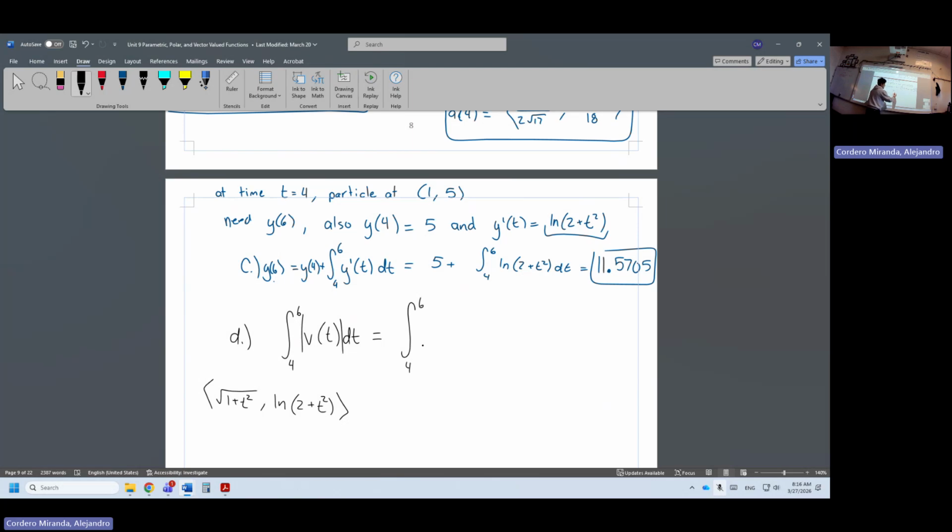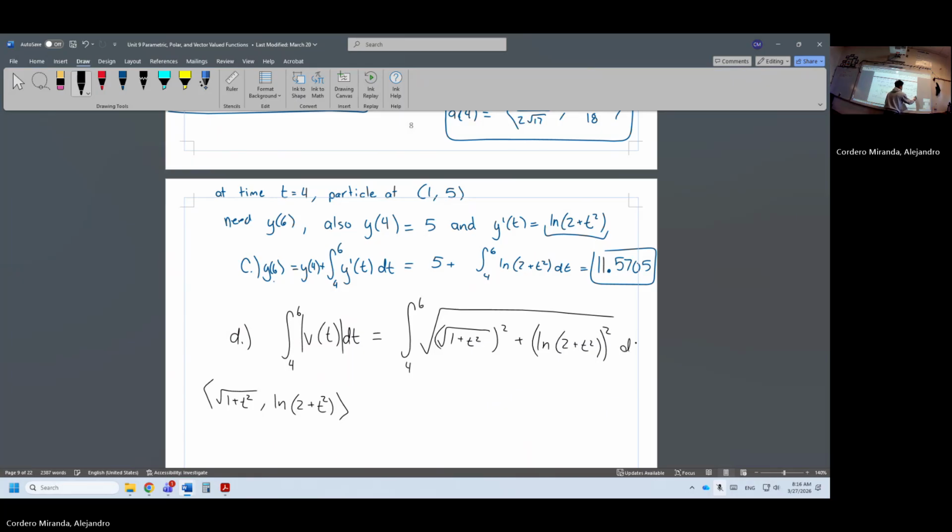meaning that the magnitude of it would be, remember, the square root of the x part squared plus the y part squared. So literally this function squared plus that function squared. And if the last one was ugly to do by hand, this one is way, way, way uglier, like not possible. So you would type that into Desmos, and Desmos would tell you that the total distance would be 12.1362.